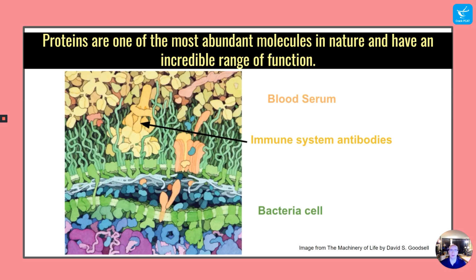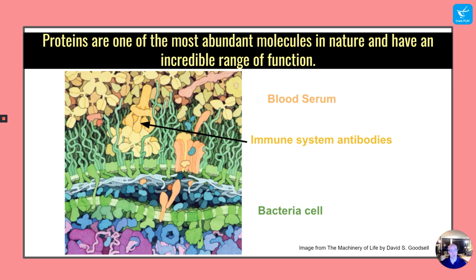Proteins are one of the most abundant molecules in nature and have an incredible range of functions. So they make up parts of our blood serum, helping to pull fluid back into our vasculature. They serve as antibodies to recognize foreign proteins or bacteria. They have a huge role of functions in our body, and they're very important.